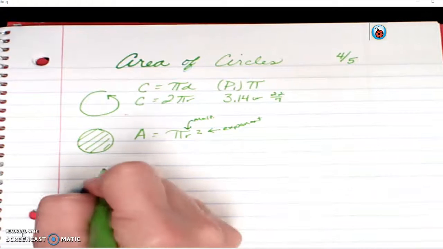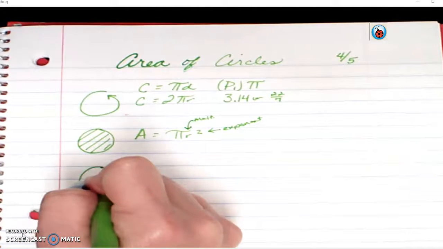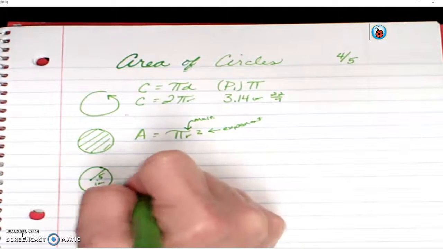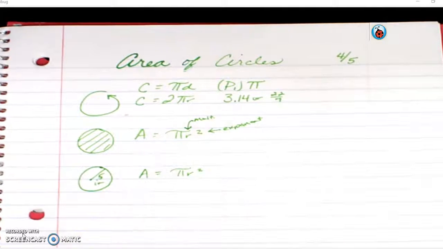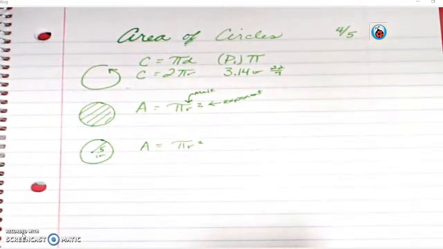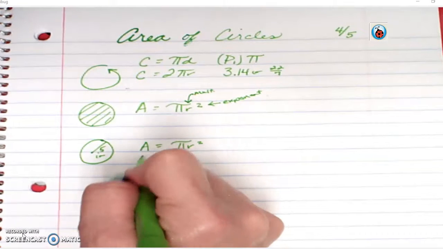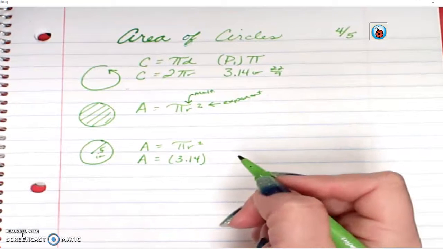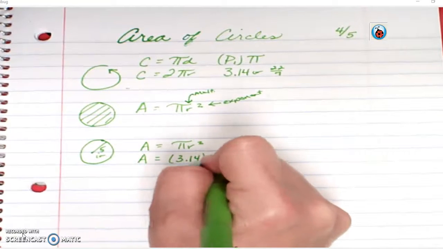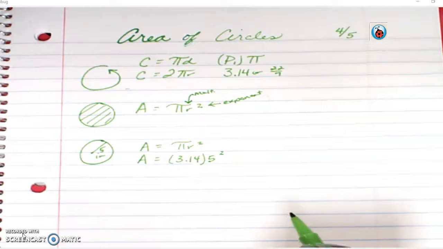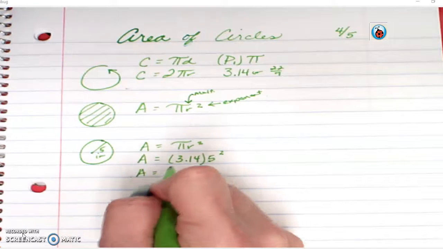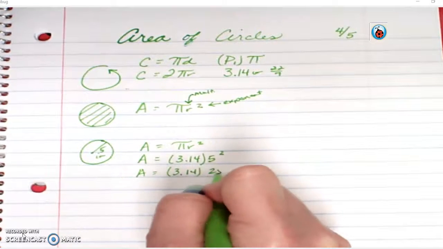So, if I had a circle, and let's say its radius was 5 inches, my first step is still going to be write my formula. I'm going to plug in what I know. I don't know the area, I'm looking for it, so I'm going to keep the A. I know pi is 3.14. I know the radius is 5 squared. But remember, this doesn't mean 5 times 2. It means 5 times itself 2 times. So 5 times itself would be 25.